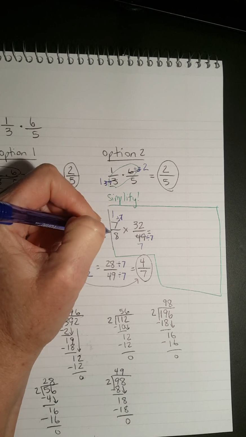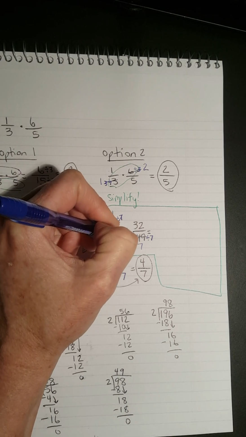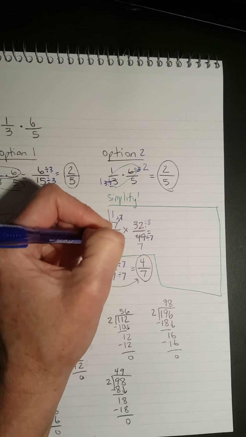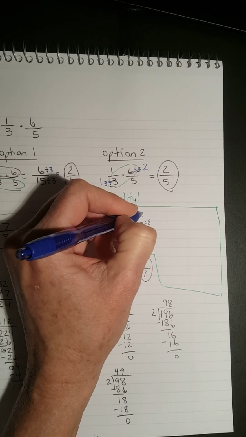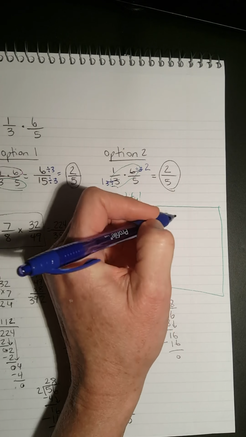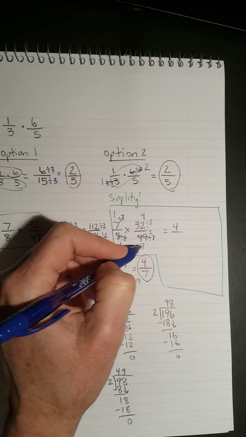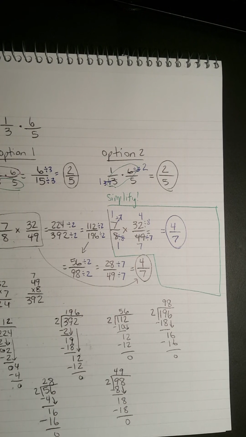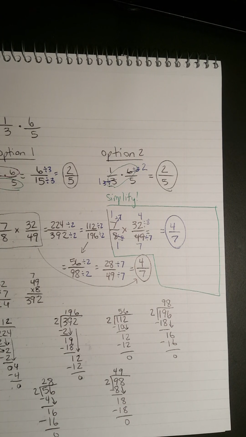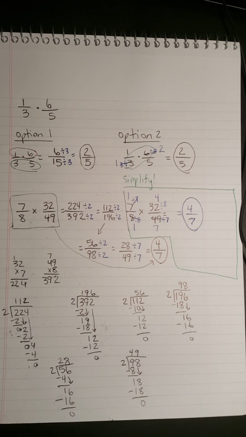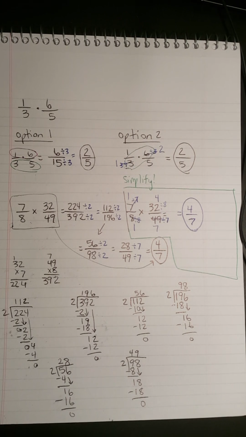And then 8 and 32 can both be divided by 8. Divide by 8, divide by 8. 8 divided by 8 is 1. 32 divided by 8 is 4. Okay, you with me? So I have 1 times 4, which is 4. 1 times 7, which is 7. That is all the work that's required if you simplify in the problem, which is option number 2. Okay, I hope that makes sense.